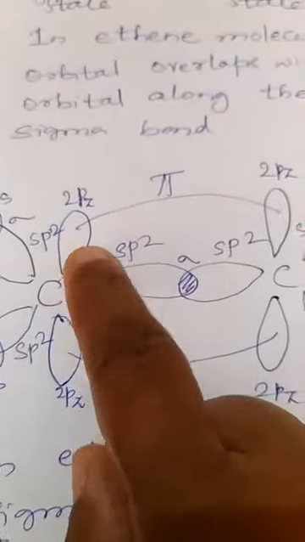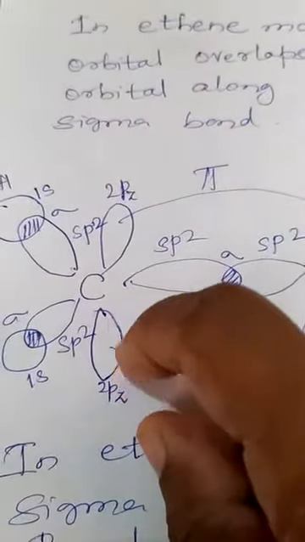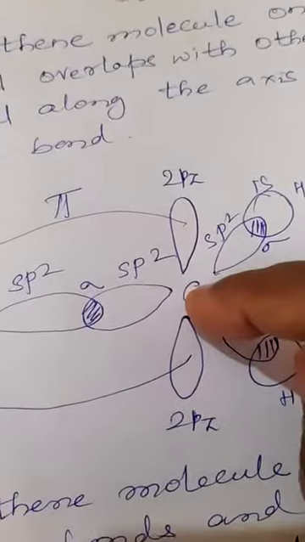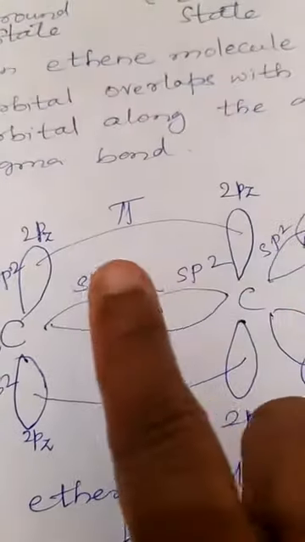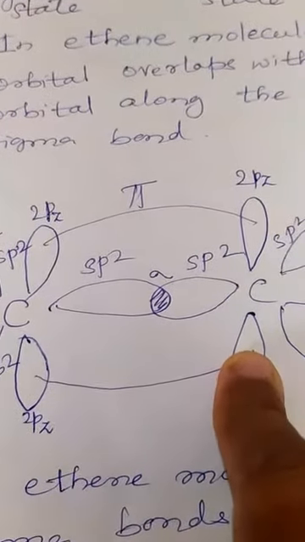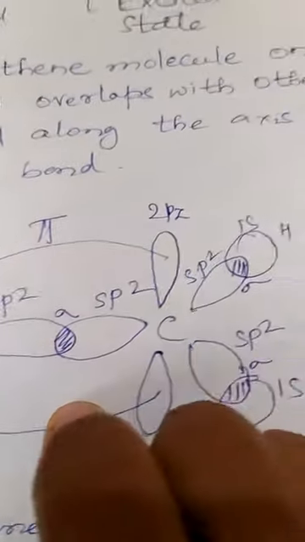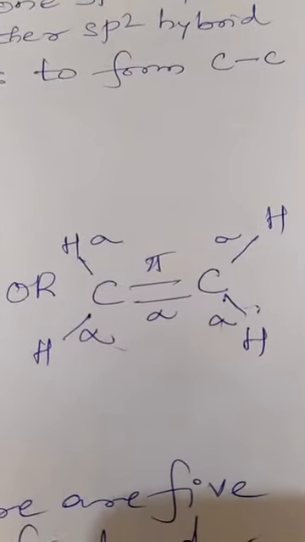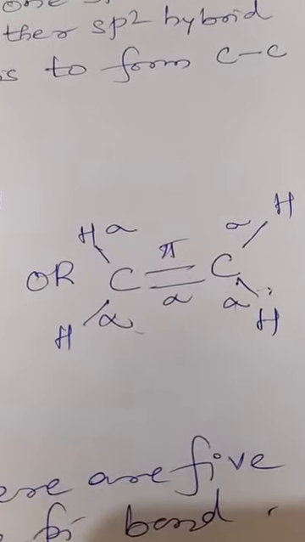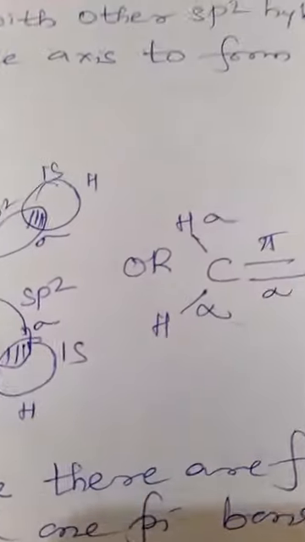Now coming to the unhybridized 2pz orbital, the shape of 2pz is a dumbbell. One half lobe is above and the other half lobe is below. Similarly, the other carbon atom also has a dumbbell-shaped 2pz orbital. Now the lateral or sidewise overlap of the 2pz orbitals results in the formation of 1 pi bond. If we look at the molecule here, totally there are 5 sigma bonds and 1 pi bond in the ethene molecule.